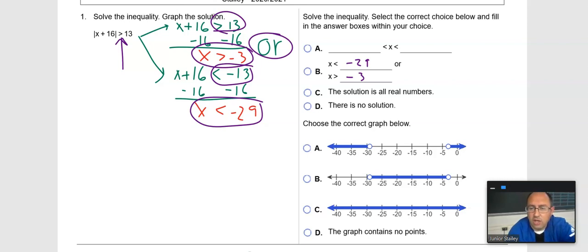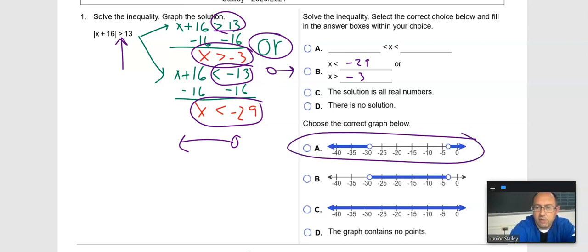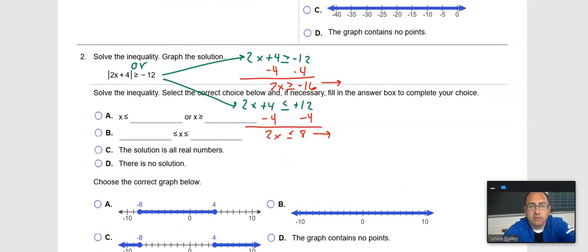Okay, so we want open circle. Come on, click on that. Open circle going left, and this one's open circle going right. Okay, and I think that's the one right there. Open circle on negative 29 going left, and open circle on negative 3 going right. Yep, that's the one. Okay, now I can go to the next question.